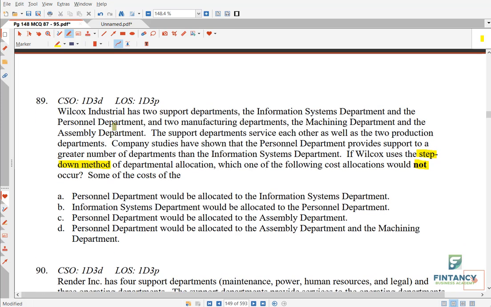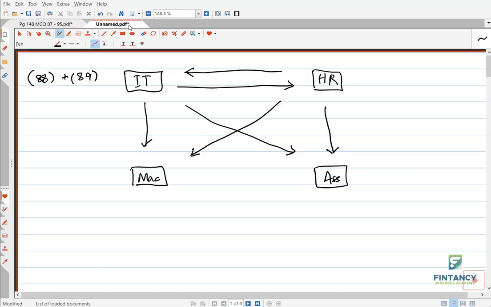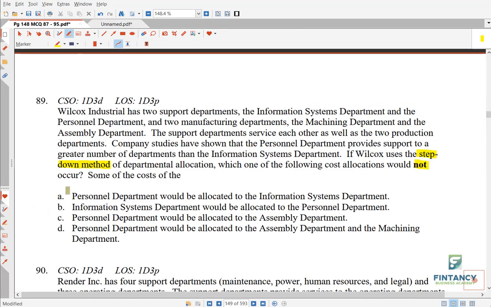So they say which one of the following would not occur. Let's see. Personnel department would be allocated to IT. HR would be allocated to IT. Remember, yes or not? Because they gave you a hint. They said the personnel department has more cost, a greater number of departments they are servicing. Right? Okay, everyone? So this is possible. A is possible. So this is not the answer because they are asking which one is not possible.